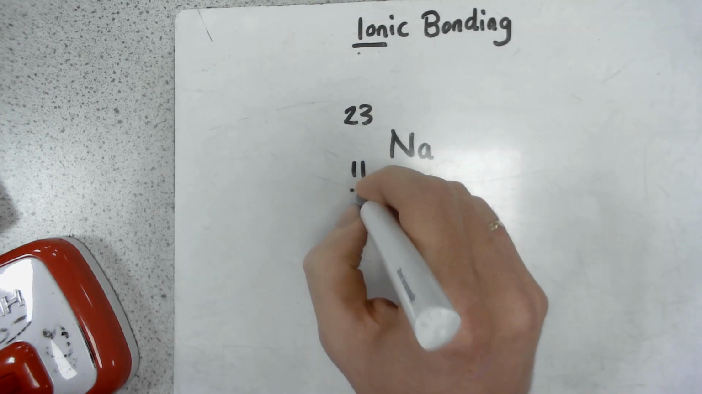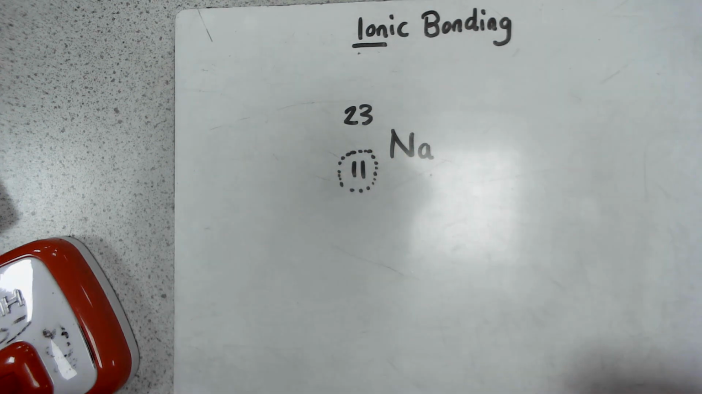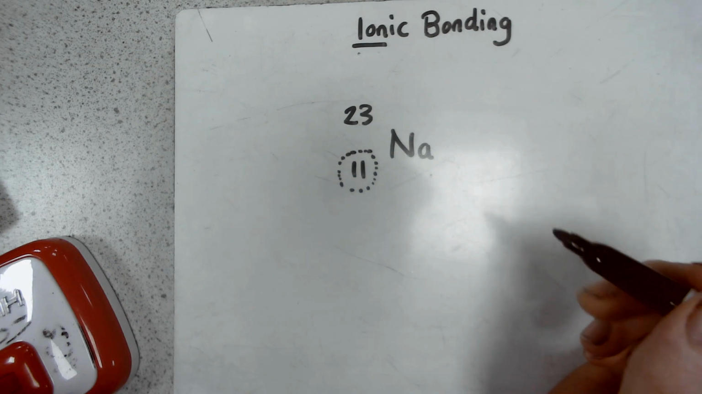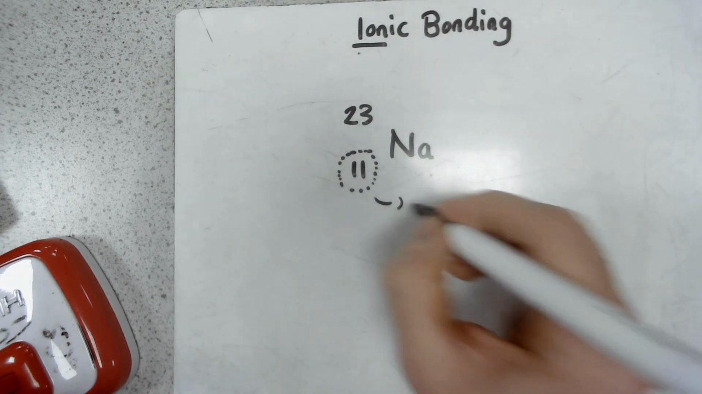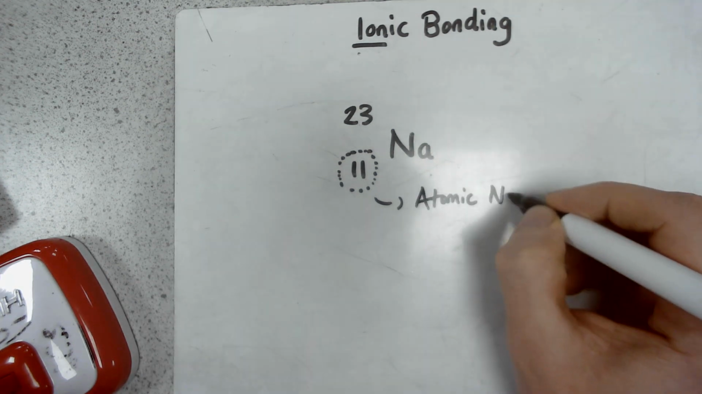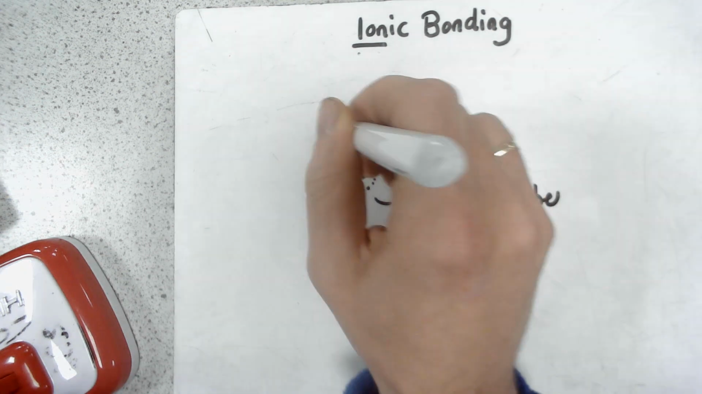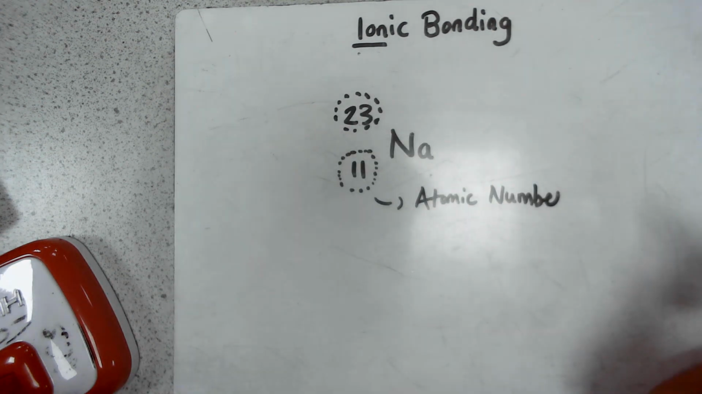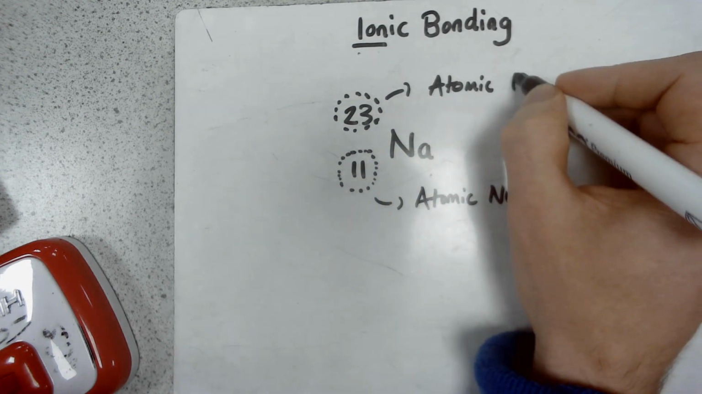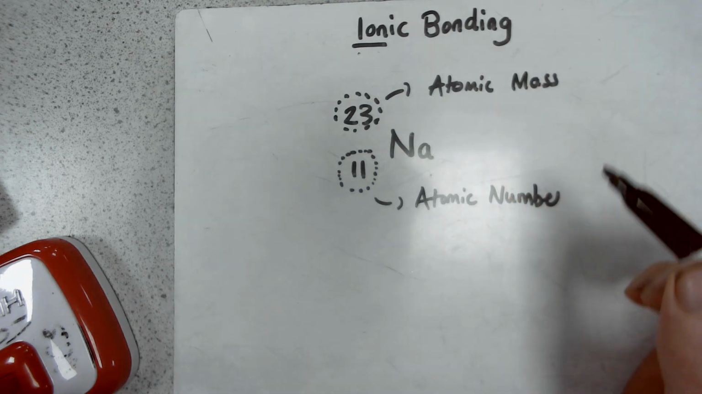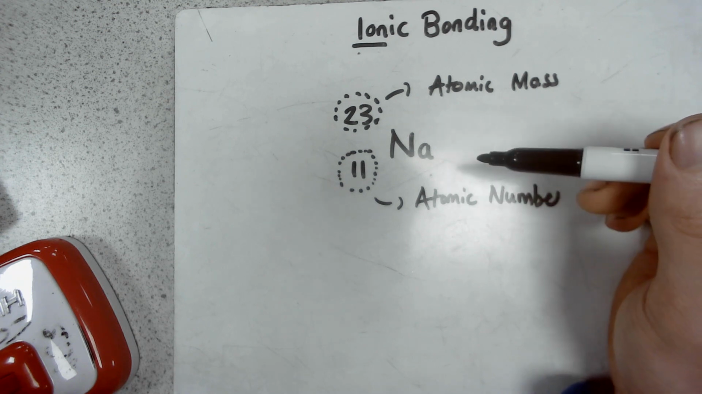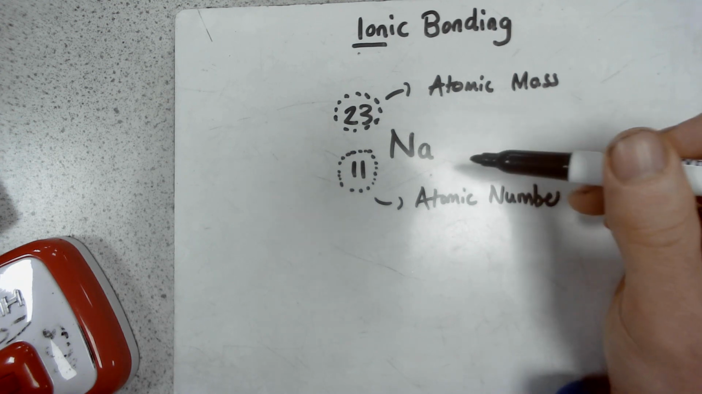Now the number that we are interested in is this bottom number here. Okay, what do we refer to this number as? What's it called? Have a think. Good, yeah. Okay, so this number here, this is going to be the atomic number. What about the top one? What's that one going to be? Yep, that one's going to be the atomic mass. Now the reason these are so important is these are going to tell us about the subatomic particles in our atom, and we need this to be able to work out the ions.